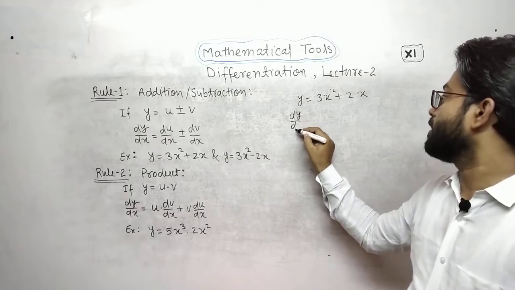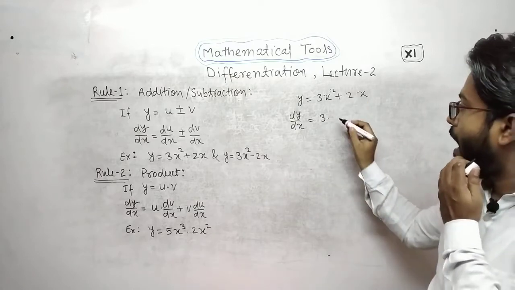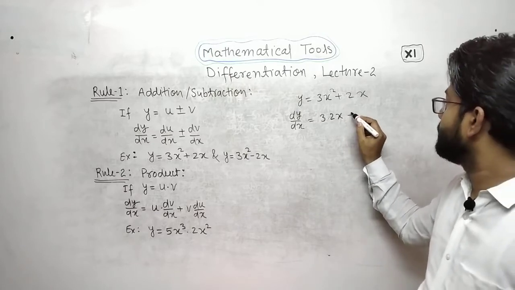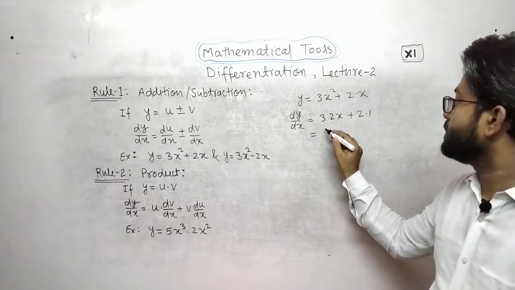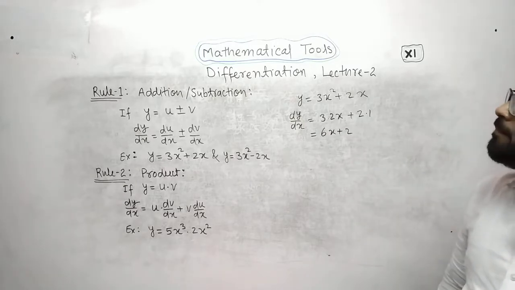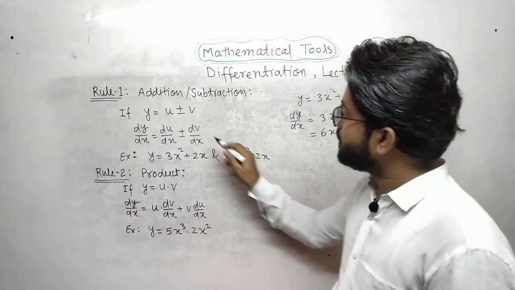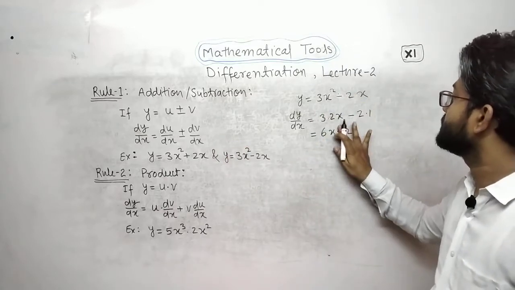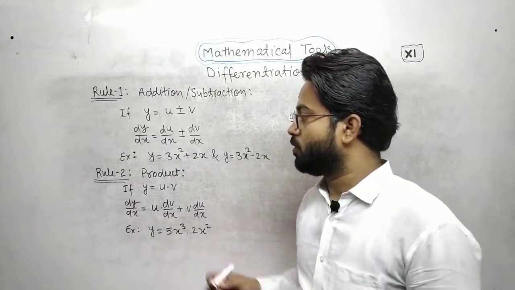dy upon dx will be equal to 3 as it is, times the differentiation of x square, which is 2x to the power 2 minus 1, that is 1, plus 2 into the differentiation of x, which is only 1. So this is 6x plus 2. This is the differentiation of 3x square plus 2x. If there is a minus sign, there will be minus, so it would be 6x minus 2.